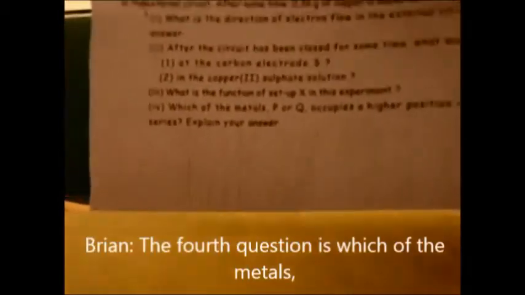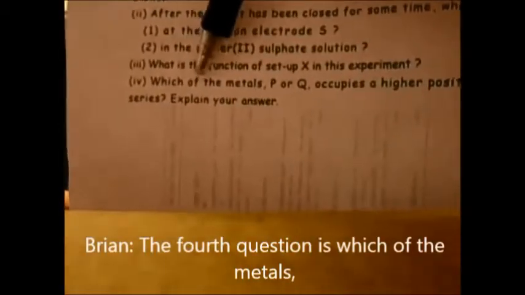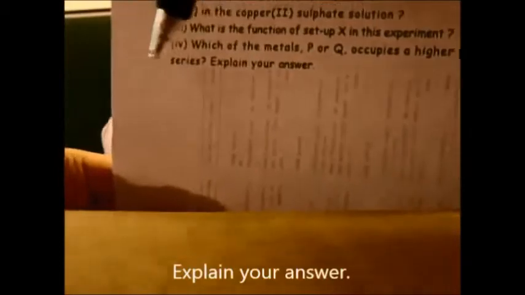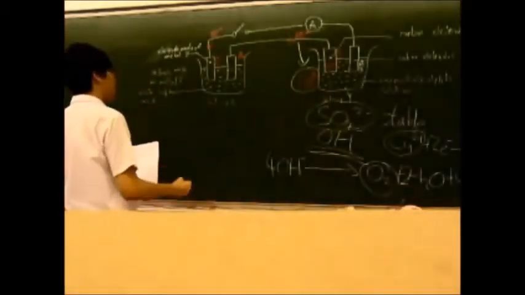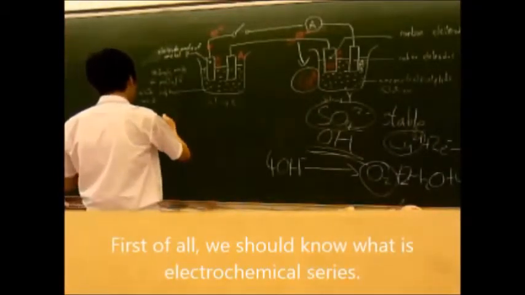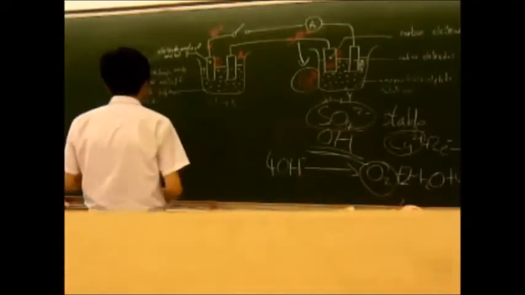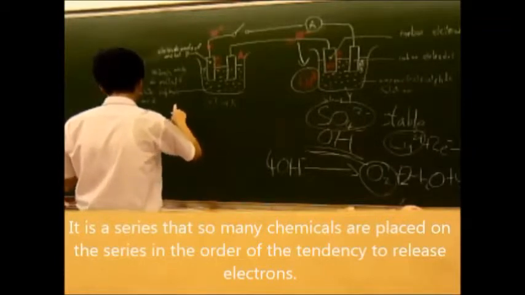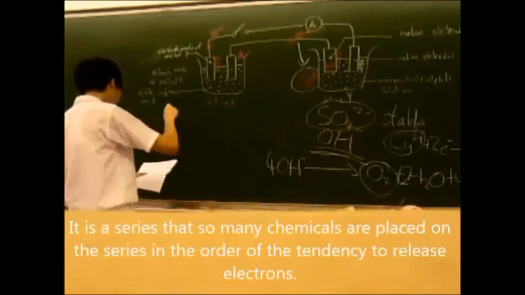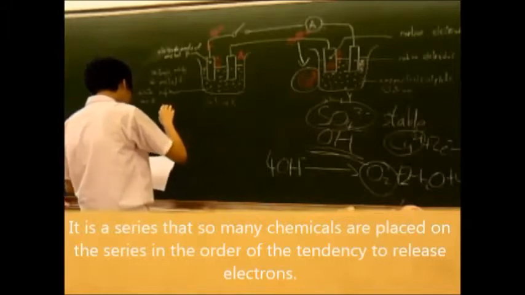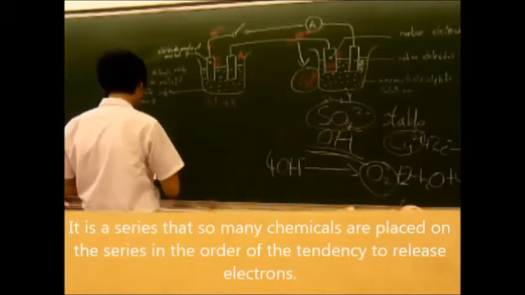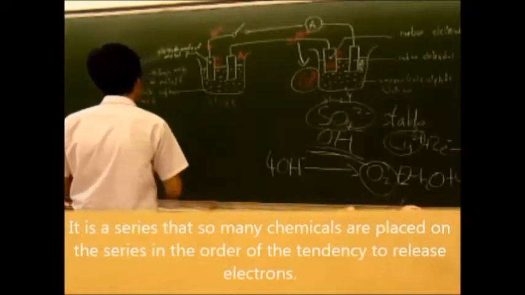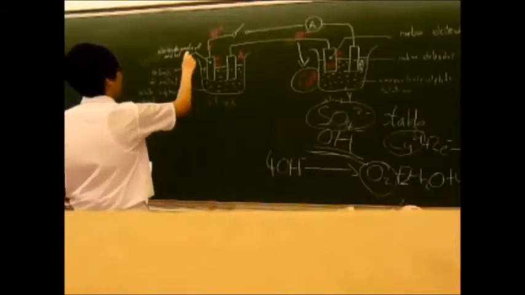The fourth question is, which of the metals, P or Q, occupies the higher position in the electrochemical series? Explain your answer. First of all, we should know what is electrochemical series. It is a series that so many chemicals are placed on in the order of the tendency to release electrons. P and Q.